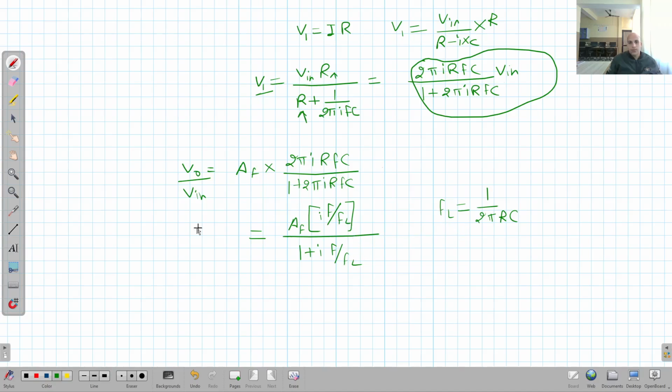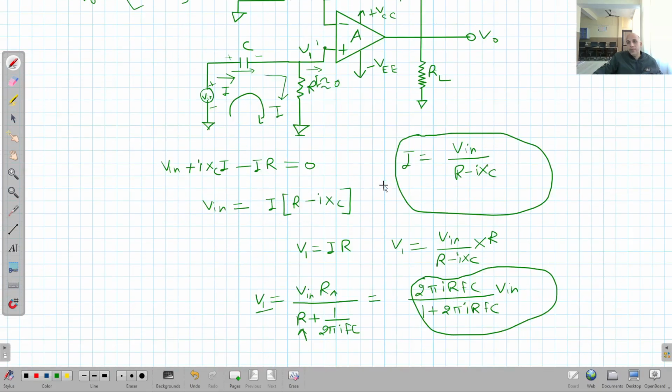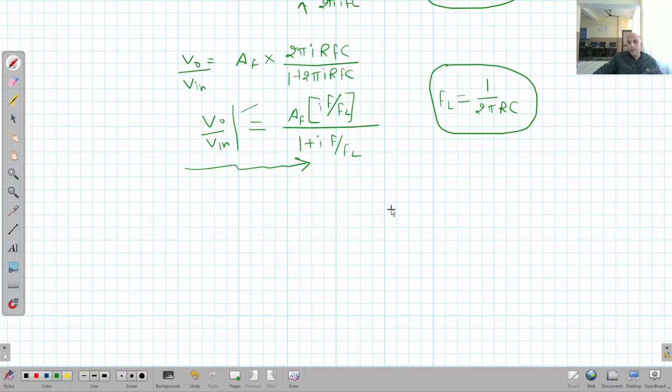Clear? So this is V output upon V input. Sorry, V input. Now what is it? It is the expression for a transfer function. Clear? V output upon V input. Here fL is called the cut-off frequency in this case, the lowest frequency that I talked about in the beginning, right? When I draw the frequency response. Clear? fL is equal to this.